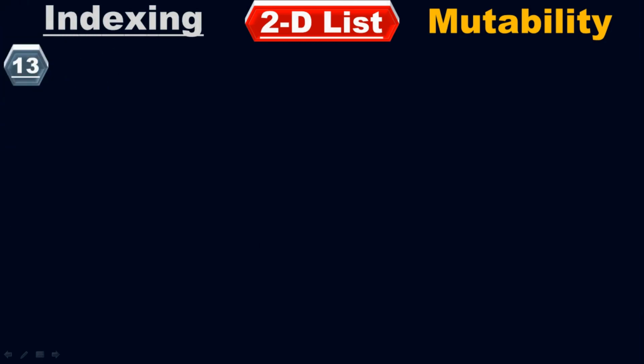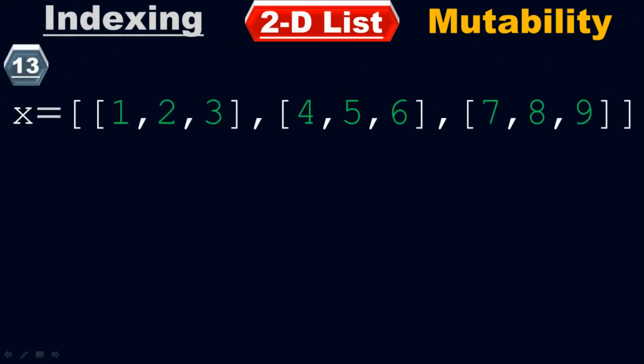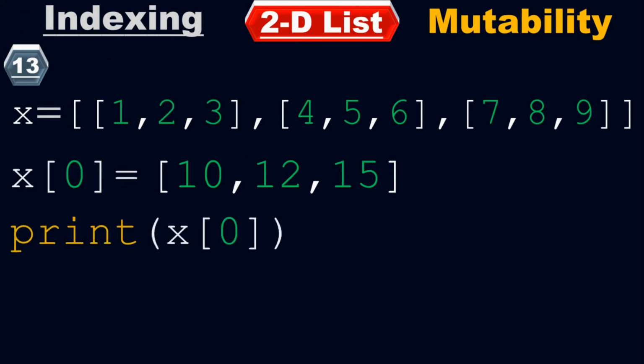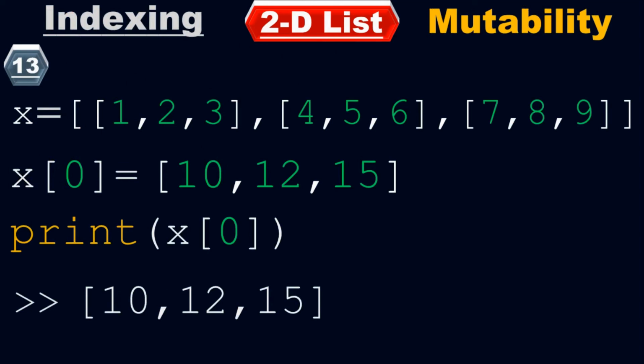Example number 13. Let me take again the same two-dimensional list, but this time I will take x of 0 equals to 10, 12, 15. When you take the print of x of 0, you will get 10, 12, 15. Look, this time I took x of 0 index. As I told you, the very first index number is for this complete item from here up to here, or from here up to here. The first index number is not the representation for the sub-individual items, which are 1, 2, 3, 4, 5, 6, 7, 8, 9. It is for this whole element, for this whole item.